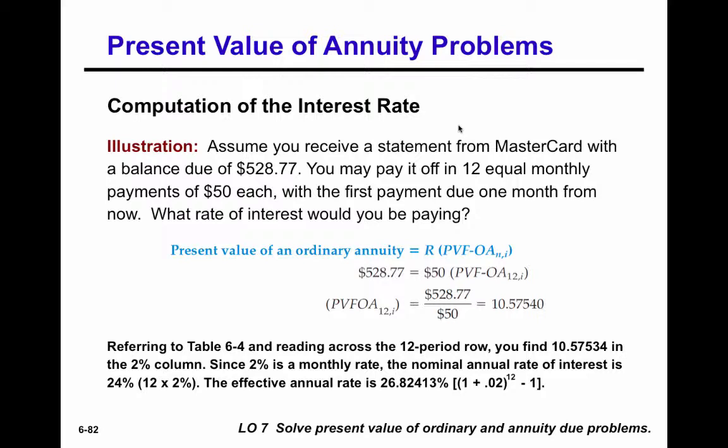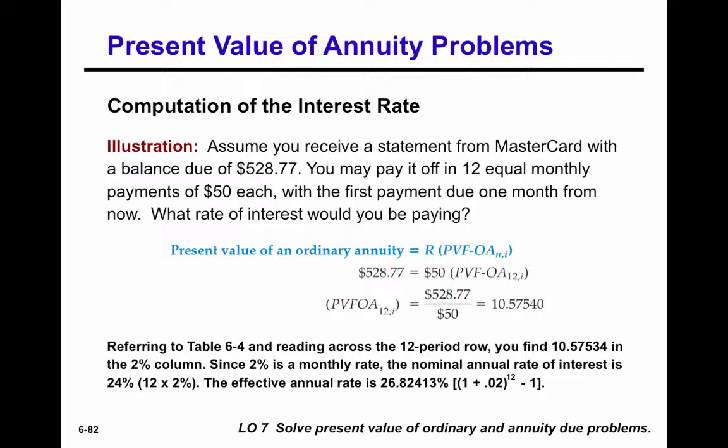So again, using the computation here, looking at the total present value, which is the amount that you owe today, and the rents, the payments, so monthly payments in this case of $50. The factor that we'd be looking at would be 10.575. And as it explains down here, using the present value of an ordinary annuity table, knowing that we've got 12 equal payments, and therefore we're looking on the 12 period row, you look across until you find this factor of 10.575.